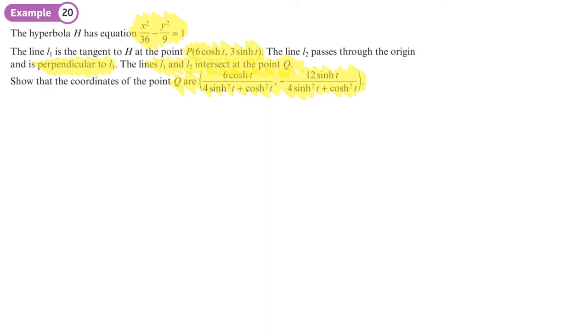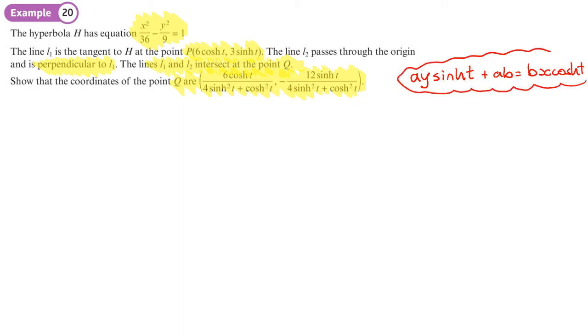And for a tangent, I'll just write it here. It is ay sinh t plus ab equals bx cosh t. So it is worth remembering because it will save time, right? So in this question, a is 6, b is 3, so we can just substitute that in.